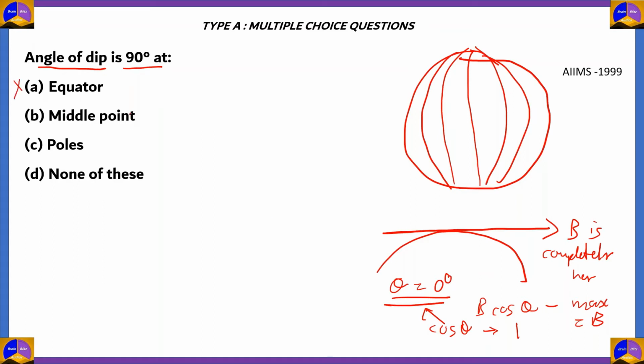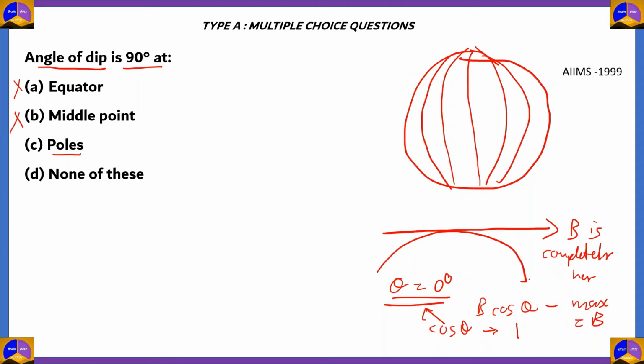Option B, middle point. Now, if it comes to the equator, then the answer would be 0 degrees. And if you're looking at the actual center of the Earth, then it's not possible. There are no magnetic field lines passing through it, so there is no angle of dip there. So option B is incorrect. What about option C, poles?